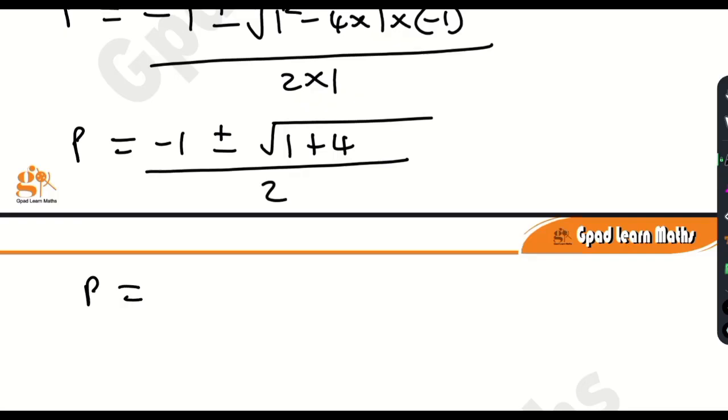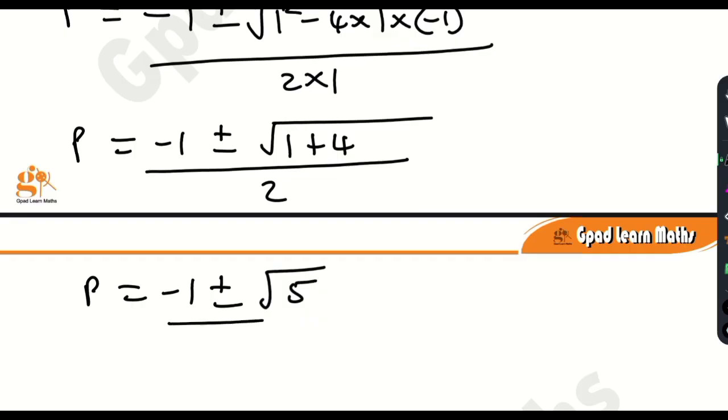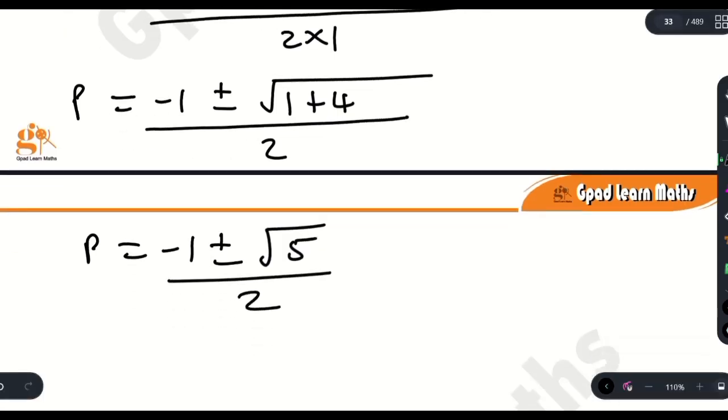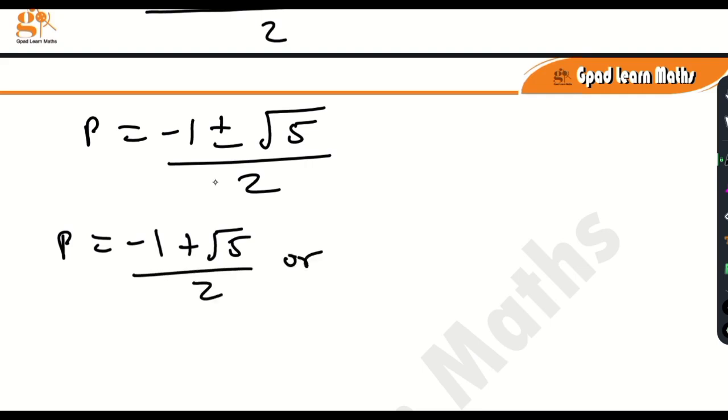So p is equal to minus 1 plus or minus the square root of 1 plus 4, which is 5, all divided by 2. So what does this mean? That p has two values. So we can write p as minus 1, this is plus or minus. Let's go with plus first: plus the square root of 5 over 2, or p is equal to minus 1 minus the square root of 5 over 2.